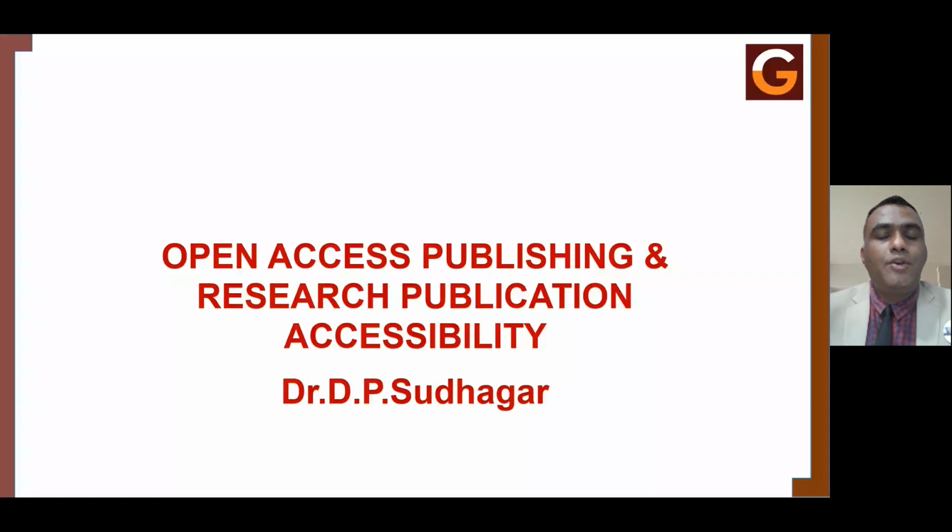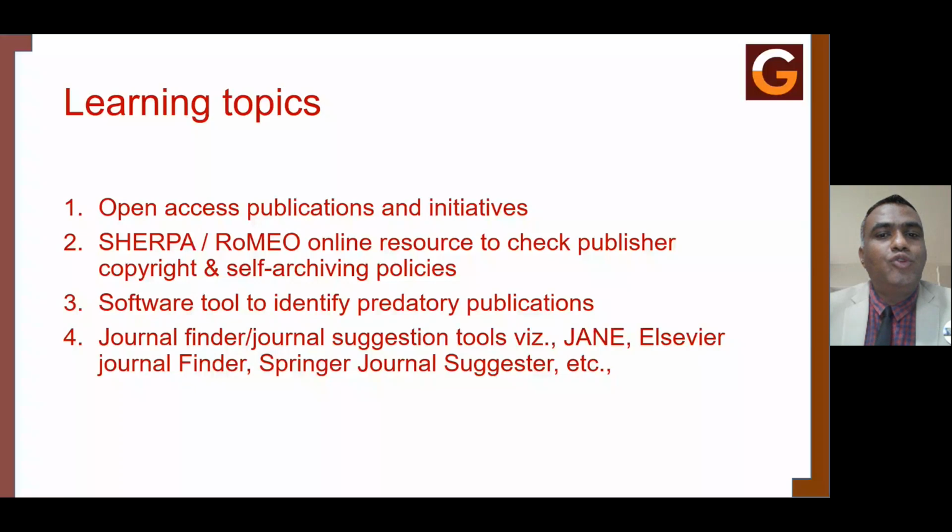So this platform, Sherpa Romeo, provides us a one-point access where we are able to know various details related to how the journals are publishing papers and what self-archiving policies exist in the respective journals. And also we'll be discussing some of the software tools to identify predatory publications. There are various tools available for you. For example, with Sherpa Romeo, you can enter the ISSN number of a particular journal and see whether the journal is featured under Sherpa Romeo. You'll be able to know the credibility of the journal.